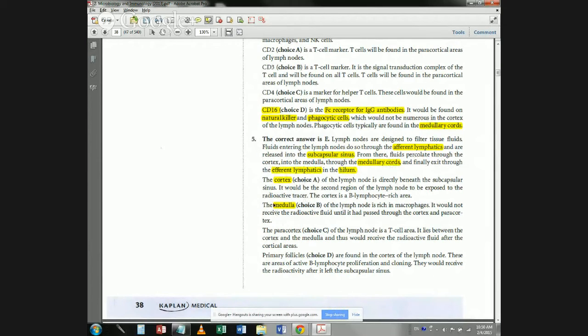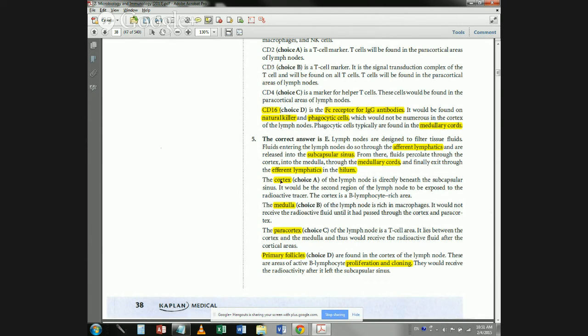Okay, so the cortex of the lymph node is directly beneath the subcapsular sinus. It will be the second region of the lymph node to be exposed to the radioactive tracer. The paracortex of the lymph node is the T cell area. It lies between the cortex and the medulla and thus will receive radioactive fluid after cortical areas. And then primary follicles are found in the cortex of the lymph node. These are areas of active B lymphocyte proliferation and cloning. They would receive radioactivity after it left the subcapsular sinus.